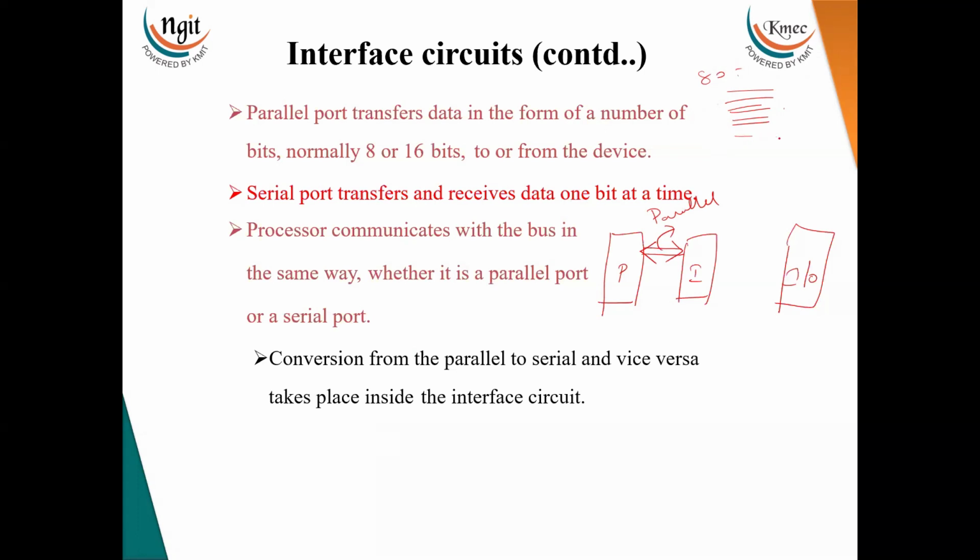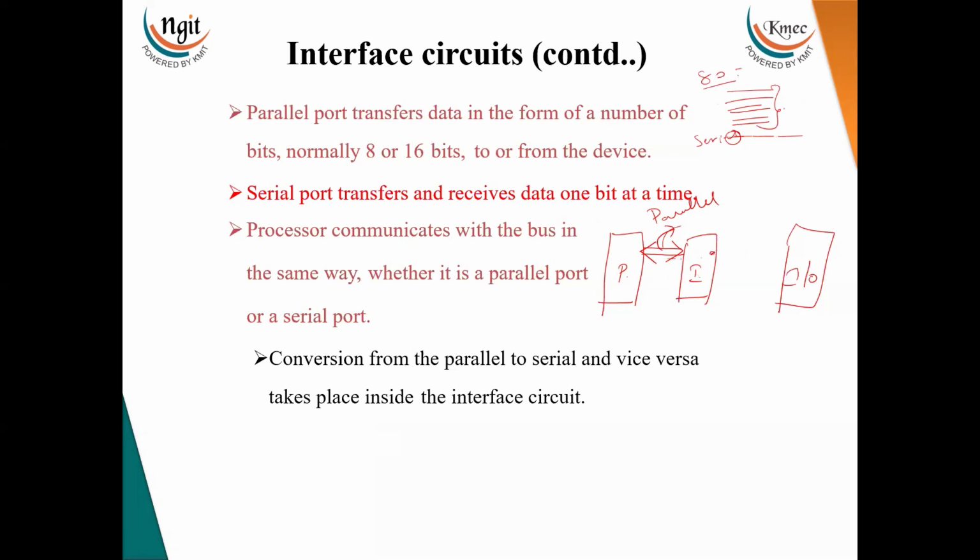Now if it is 8-bit, the first bit will go, after that the second bit, then the third bit, like that 8 bits will go, one after the other. In the serial case, at a time only one bit will travel. In the case of parallel, all the bits will travel at a time. So from the processor to the interface, parallel transfer always takes place, meaning the processor will send all the bits at a time to the interface.